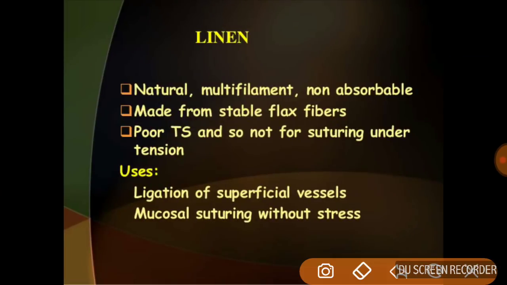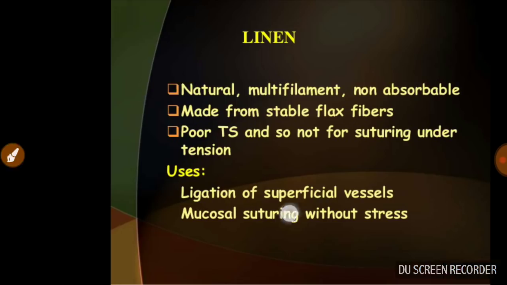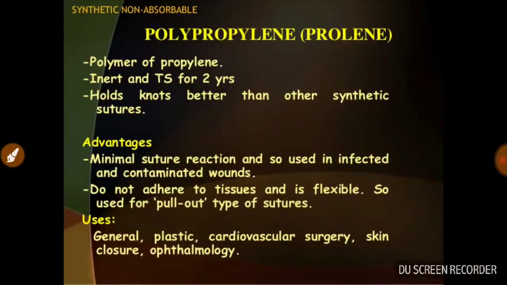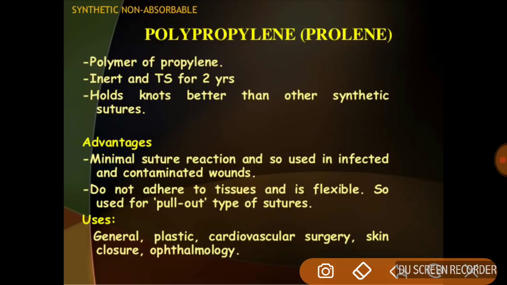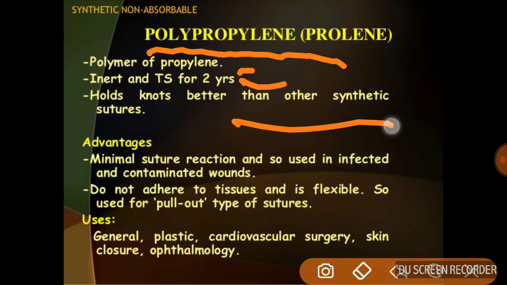Linen, for ligation of superficial vessels, mucosal suturing without strength, not used very much nowadays. Natural multifilament, non-absorbable. Now this is something very important, a very beautiful suture. If you have seen it in real, it looks very beautiful. So this is blue colored Prolene, that is polypropylene, polymer of propylene, inert, with tensile strength for 2 years, holds knots better than any other synthetic suture. So this is another important suture for you, Prolene.